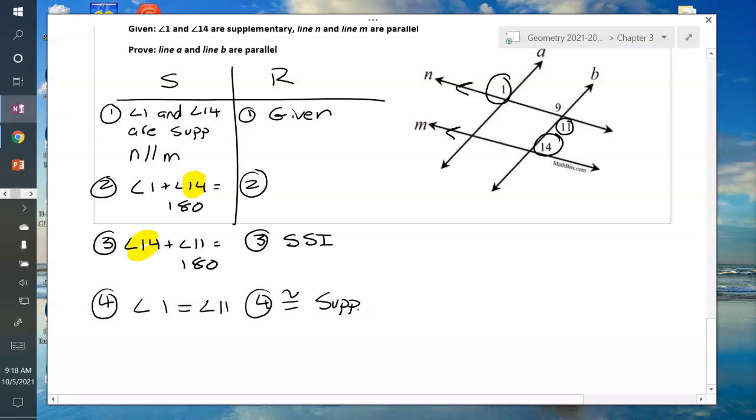We then have angle 1 and angle 11. Those two are alternate exterior angles. And guess what? That right there is enough to prove that line A and B are parallel. So line 5 is A is parallel to B. And this is by converse of A, E, A.